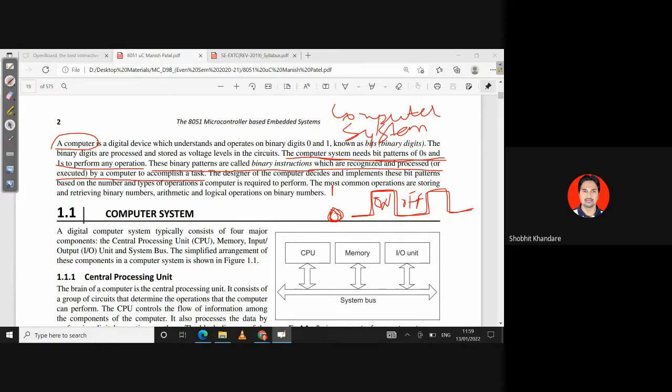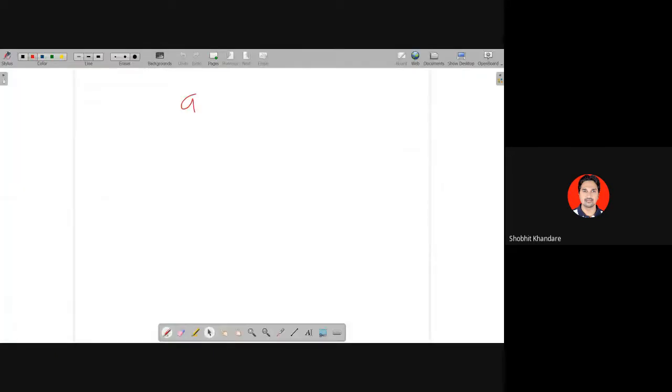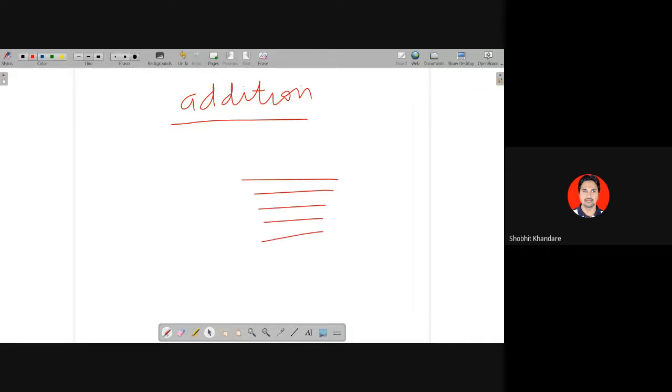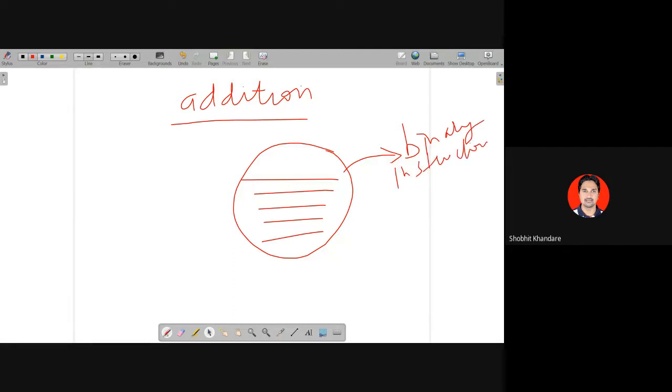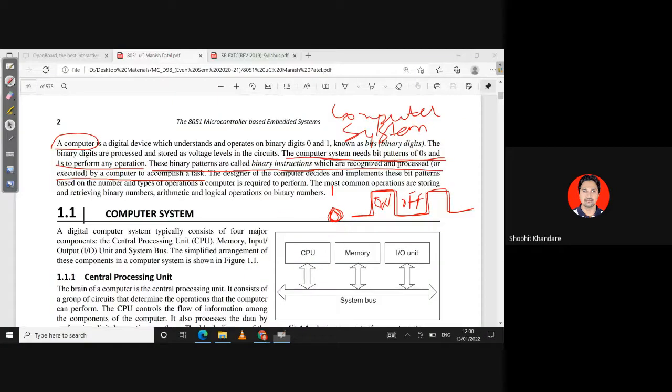क्योंकि हम अगर सपोज मेरा एक कोड है, दो नंबर का एडिशन करना है, और इसके लिए मैंने प्रोग्राम लिखा है, 1 2 3 4 5 लाइन का प्रोग्राम है. So this 5 line program is converted into binary instructions. Now these binary instructions are in the form of ones and zeros. So these ones and zeros are processed by the computer system.